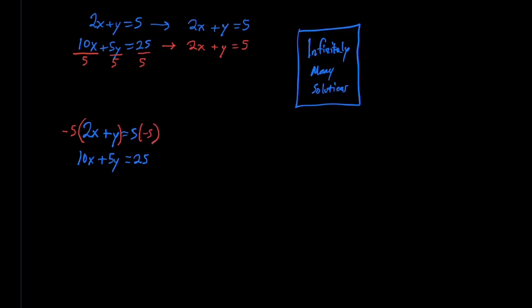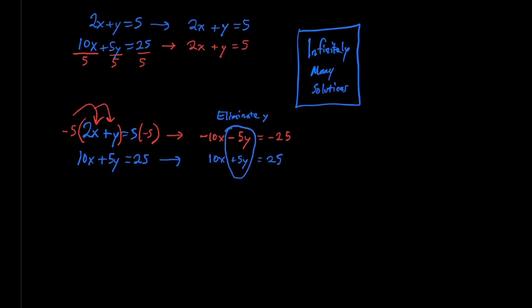And if you did that, this would turn into, from distribution, -10x minus 5y, and that equals -25. This one, you just line it up underneath it. And so we're specifically eliminating y this time. The 2 y terms are exact opposites of each other, so this is ready.